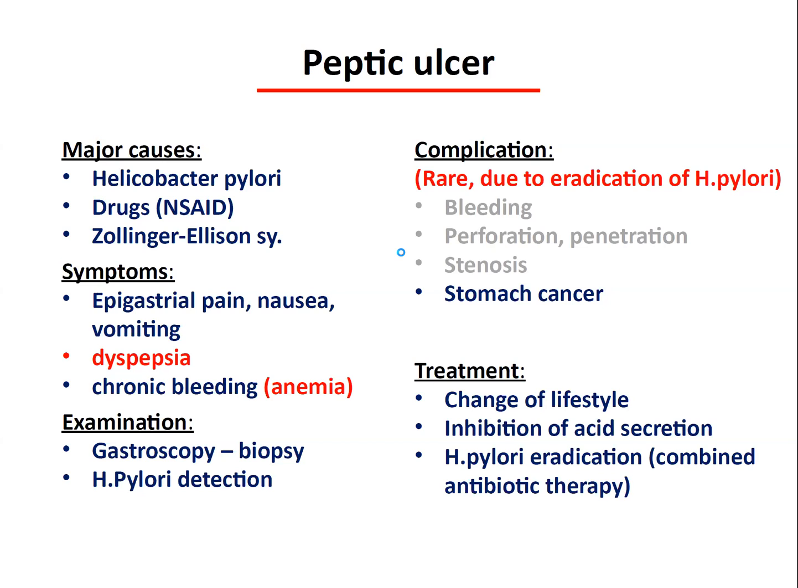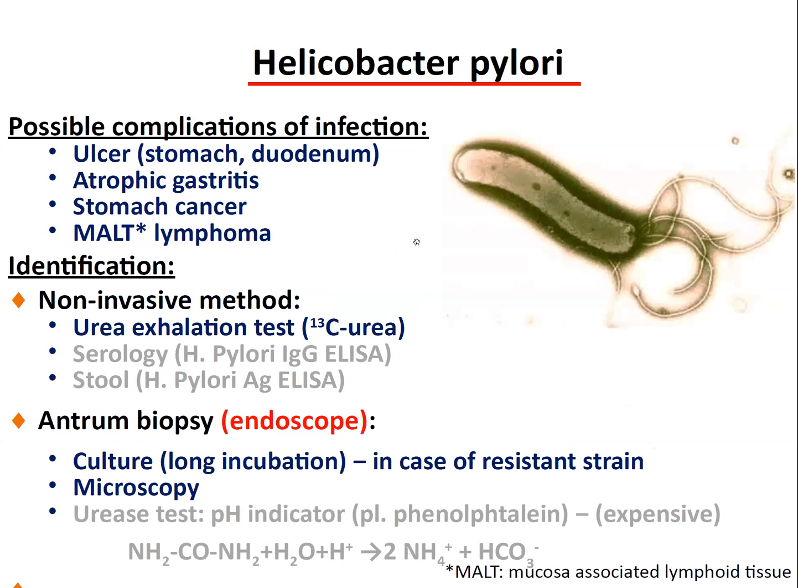And as you see here, the treatment: lifestyle change, inhibition of H. pylori, and eradication of the H. pylori. This is the main treatment now for the peptic ulcer. The problem with this peptic ulceration, if it is a long-standing inflammation or ulceration, is that it can lead to stomach cancer development. Now, what about this H. pylori? You are going to hear about it in microbiology, but this is connected to possible ulcer formation, both in the stomach and the duodenum.